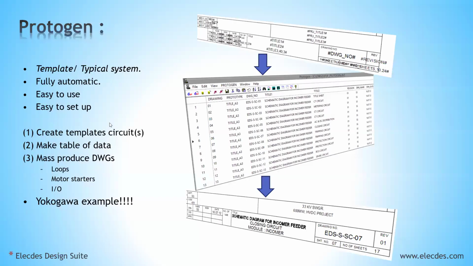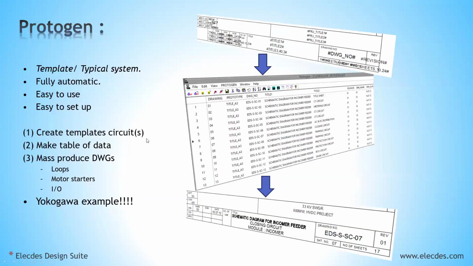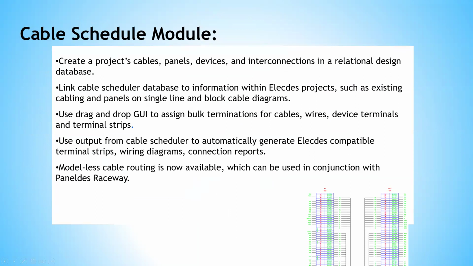Okay, so that was Protogen. A pretty powerful tool. It is a huge selling factor in its own right. 900 drawings in 19 minutes. You find me another company that can do that with a PC-based CAD file. The cable, did I get that right? Yeah, I did. Okay, cable scheduler.